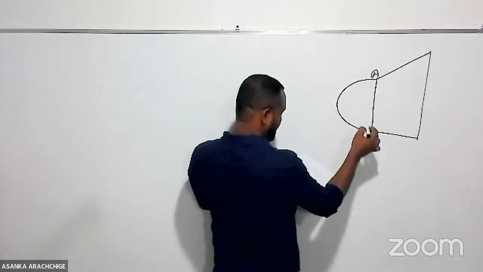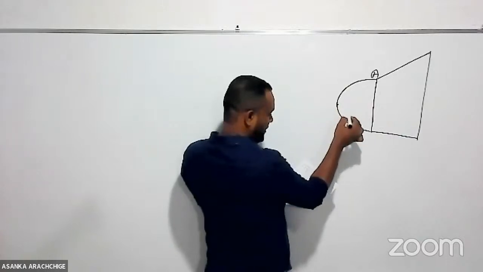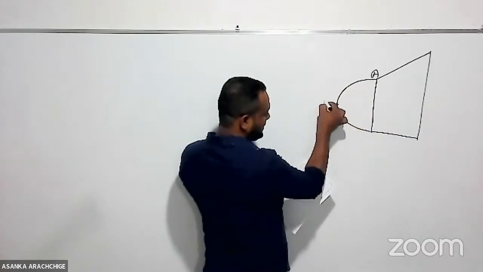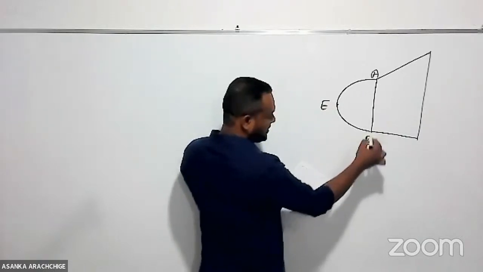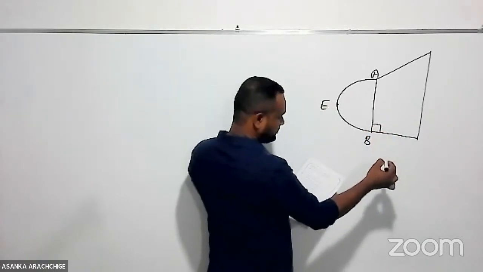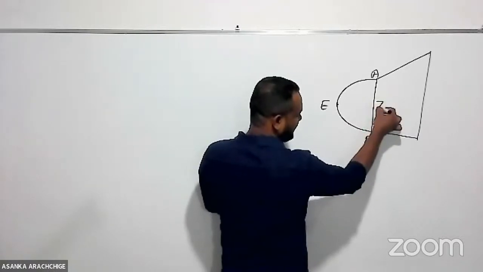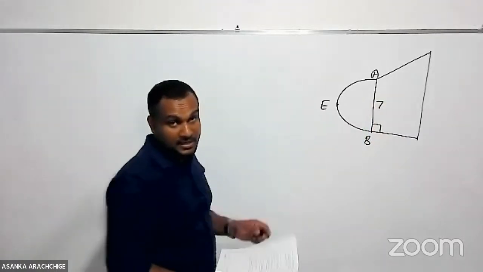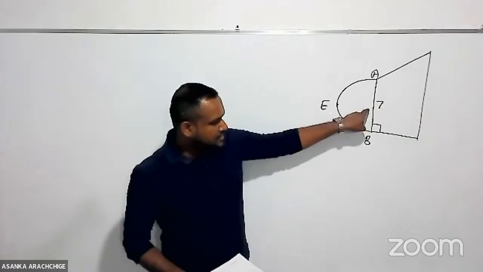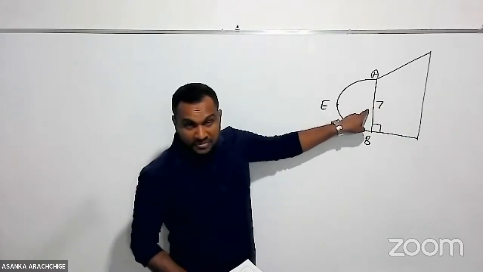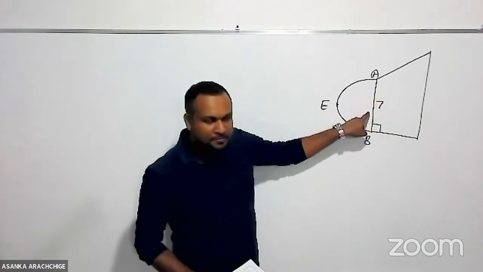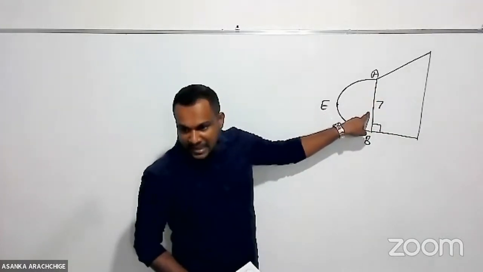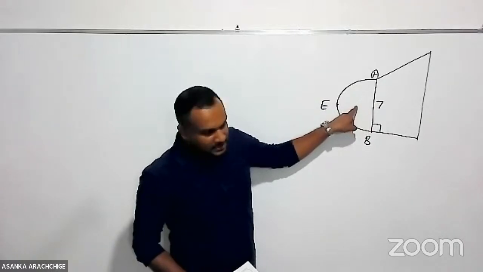This is a point on this curved line, E. This is B. This is a right angle. This length is given to be 7 centimeters. You know, this is one of the parallel sides of this trapezium, as well as the same line is the diameter of the semicircle.